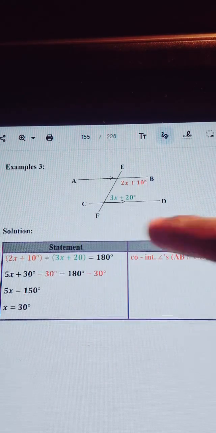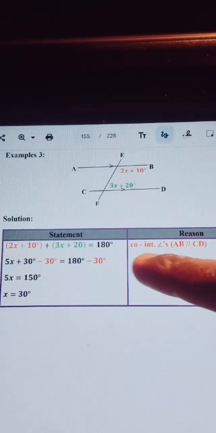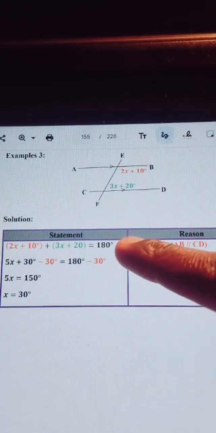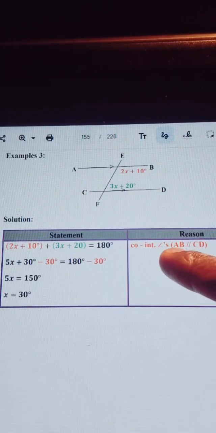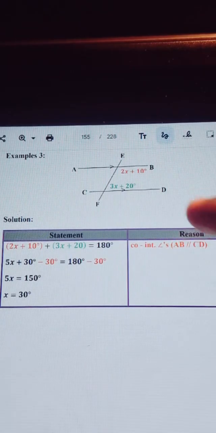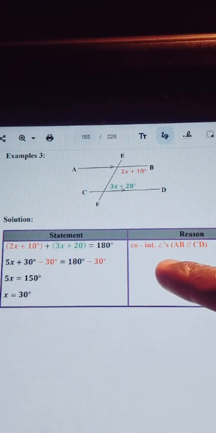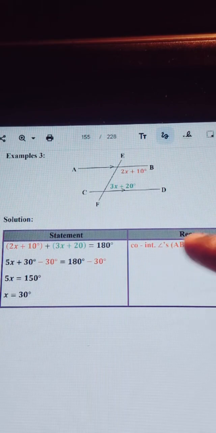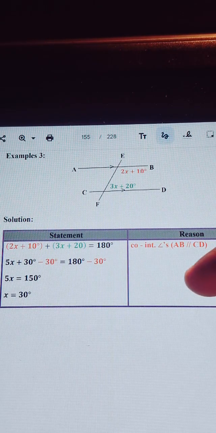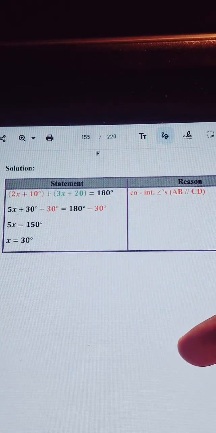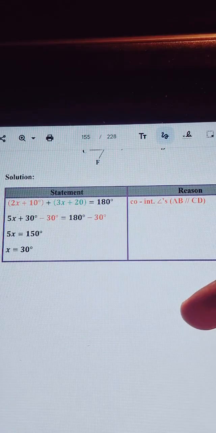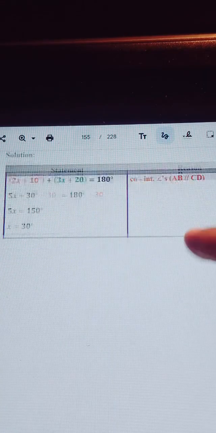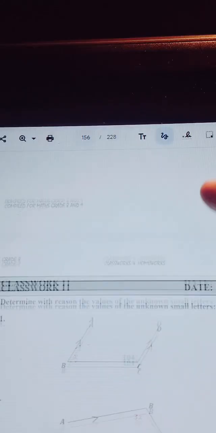Please, guys, you can say co-int angles. You don't have to put brackets around AB is parallel to CD. You can just put a semicolon after co-interior angles and then write AB is parallel to CD. Just a semicolon is fine. Otherwise x is 30, as has been indicated by some who've made the calculation. Very good.